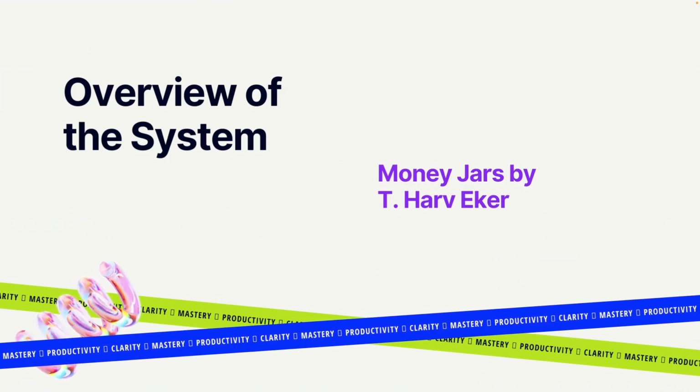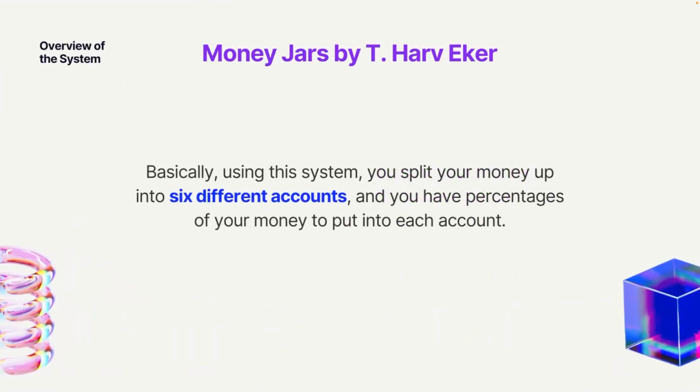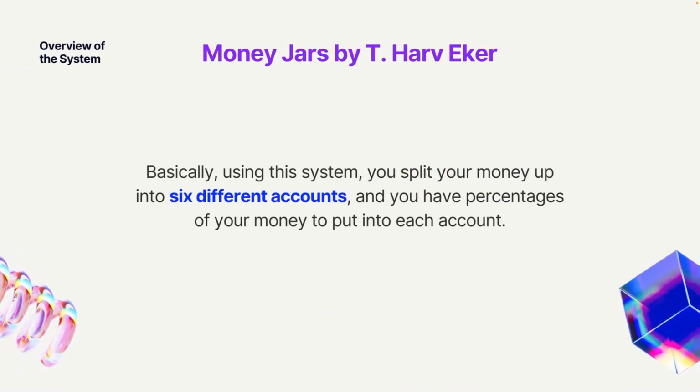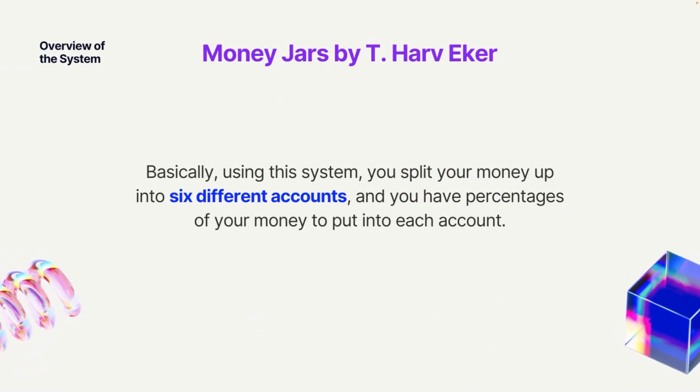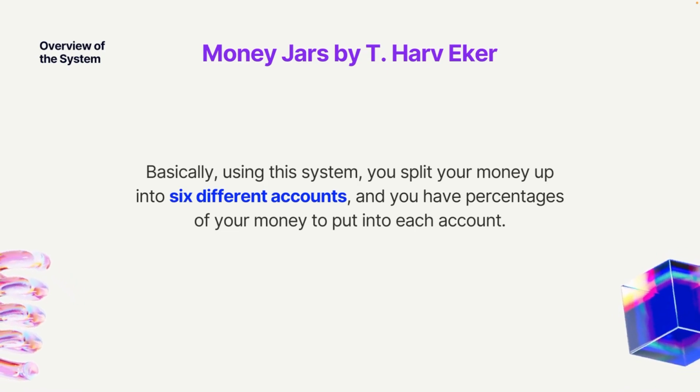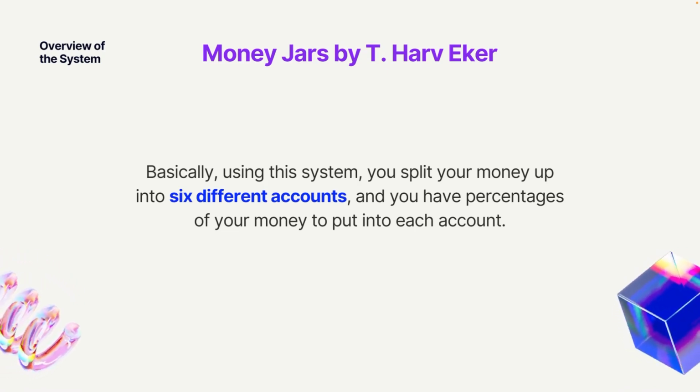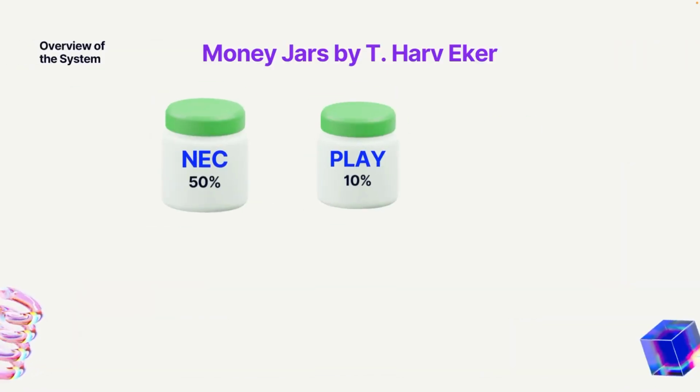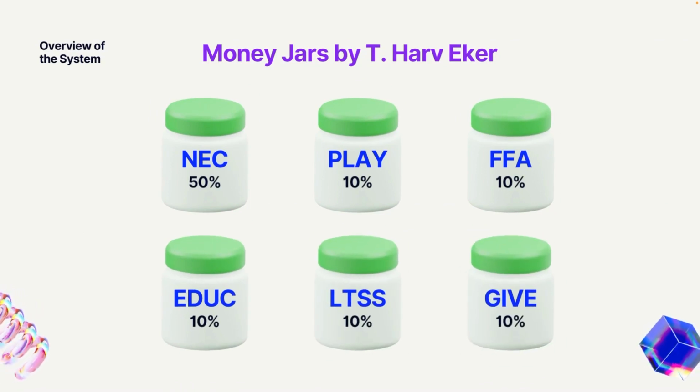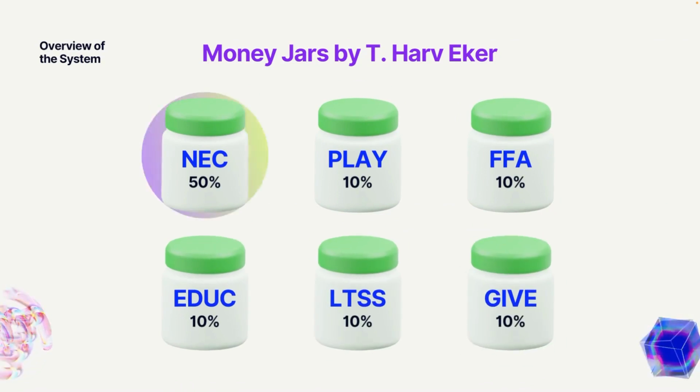Let's start with the overview of the system that we're using on this template. We are using the Money Jar system by Harv Eker, which is basically you split your money up into 6 different accounts and you have percentages of your money put into each account. The Money Jar system is a money management tool where you have 6 jars.